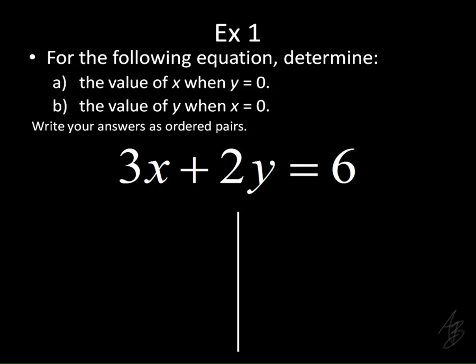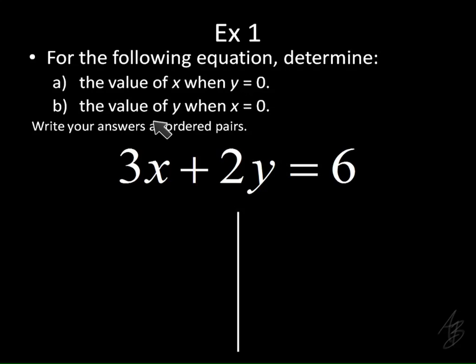Go ahead and write this example down if you haven't already. Next to example 1, we have the equation 3x plus 2y equals 6. What we want to do here is 2 things. We want to figure out the value of x, so we want to see what x equals when y equals 0. To do that, what are we going to do? We're going to put 0 in for y, and then we're going to solve for x.